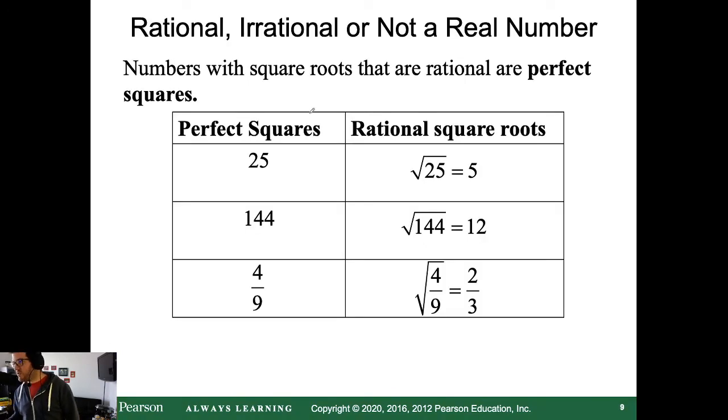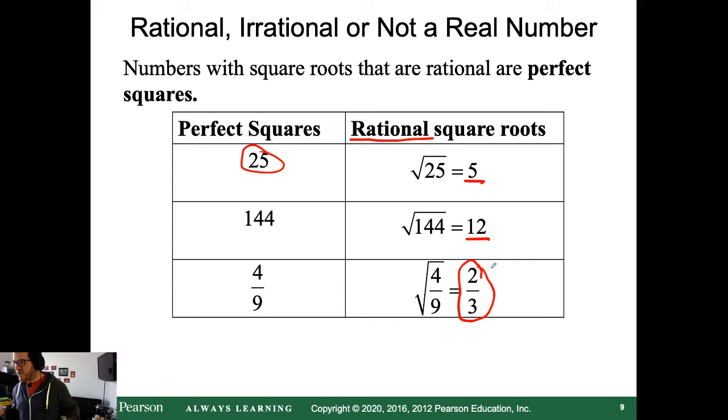Okay, so this one, for some reason they showed you all rational roots. And so what it means to be a rational root is if you take the square root of this number over here, you get what I call a pretty number. So you get something that is going to be 5, or you get something that's going to be 10, or you get something that's going to be 2/3.